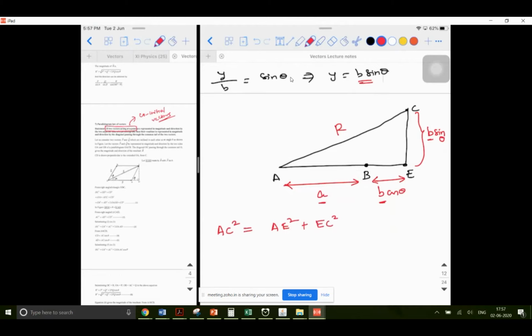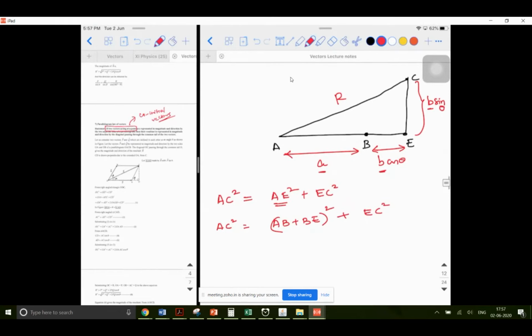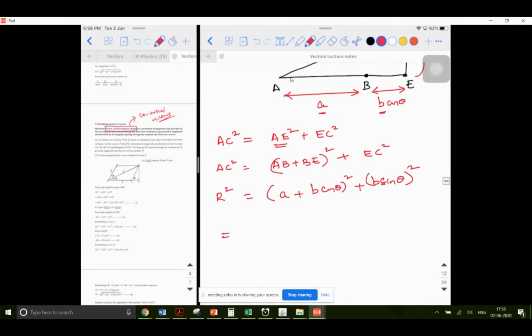Can I write it like this? Yes, sir. So AC square is equal to, can I write AE as AB plus BE, the whole square, plus EC square? So what is AC? AC is R. So R square is equal to, what is AB? AB is A, plus what is BE? It is B cos theta, the whole square, plus what is EC? It is B sin theta, the whole square. Now I'm going to expand this. So on the right hand side, I have A square plus B square cos square theta plus 2AB cos theta plus B sin theta the whole square, which is B square sin square theta.